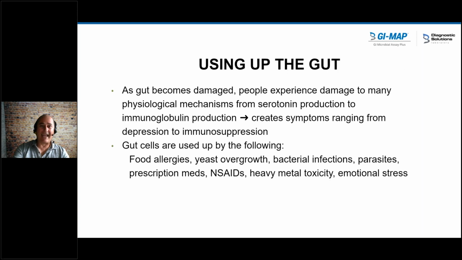So again, as the gut lining gets used up or damaged, people start to experience all kinds of problems, right? It's not just with the gut. They may get depressed because the serotonin's getting screwed up, or they may have immune problems because the immunoglobulins aren't working so well. So you can have huge ranges of symptoms as the gut lining is being damaged. It's huge.